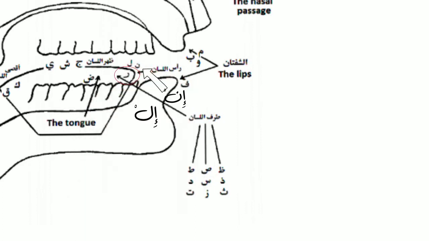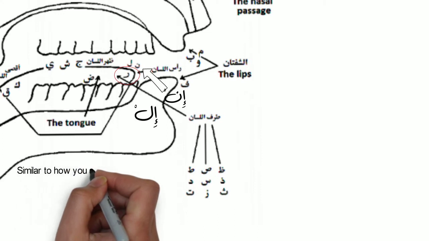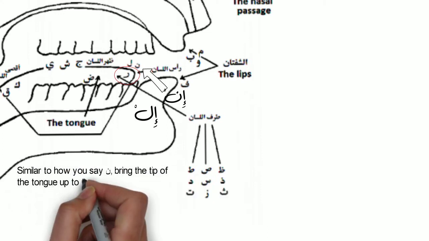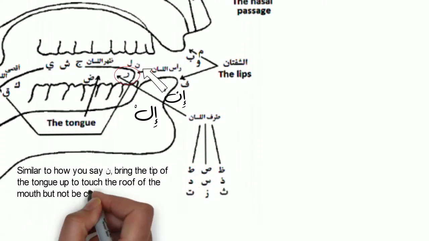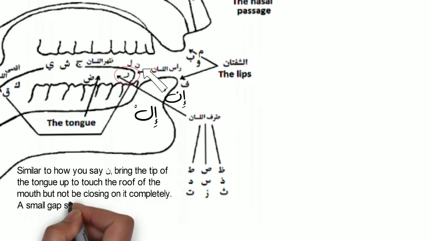And then we have this letter. It should be pronounced similar to how you say noon. Bring the tip of the tongue up to touch the roof of the mouth, but not closing your throat completely. A small gap should be left. So you should bring the tip of your tongue up while still not completely closing and not letting any air go. You should leave a small gap, just let a small amount of air go.